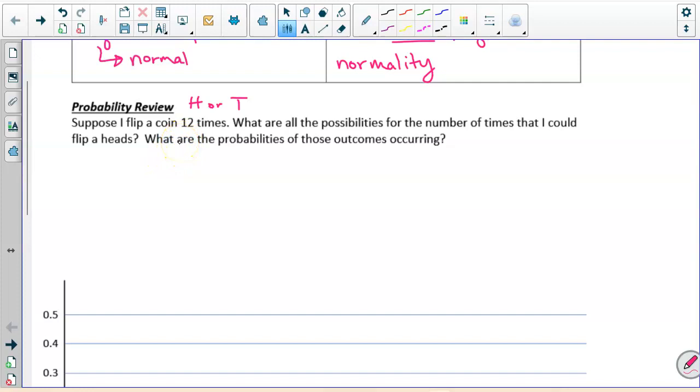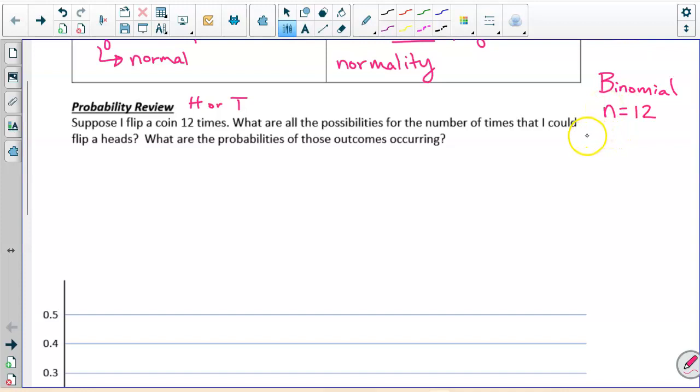I could flip it 12 times. I could flip it 8. So it's going to be any number between what and what? 1 and 12? 0 and 12, right? So this is called a what type of probability when you have two outcomes? Binomial. So remember, this is called a binomial probability, okay? So what would n be? What would my sample size be? 12.